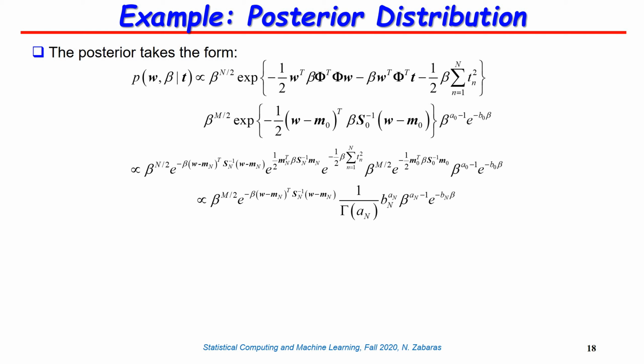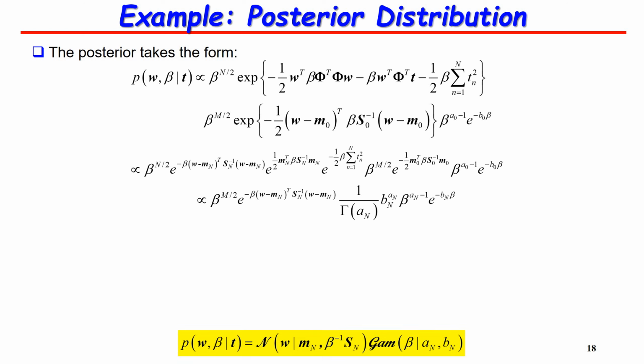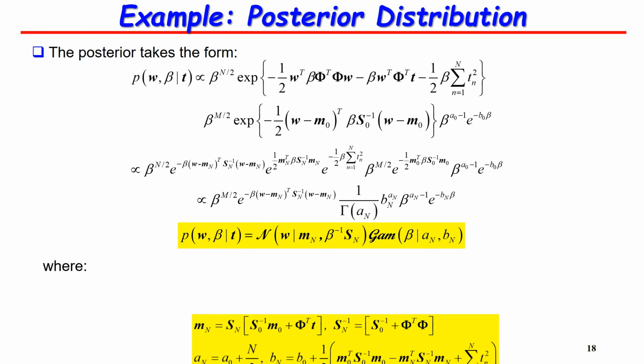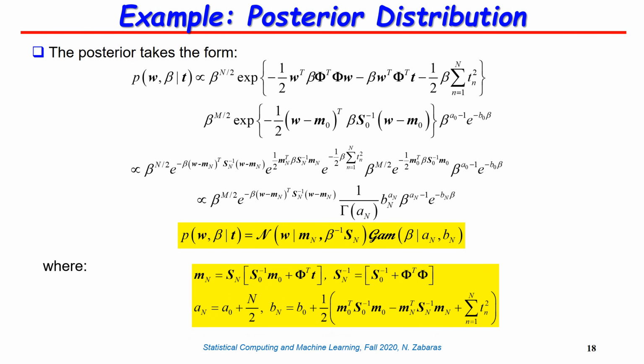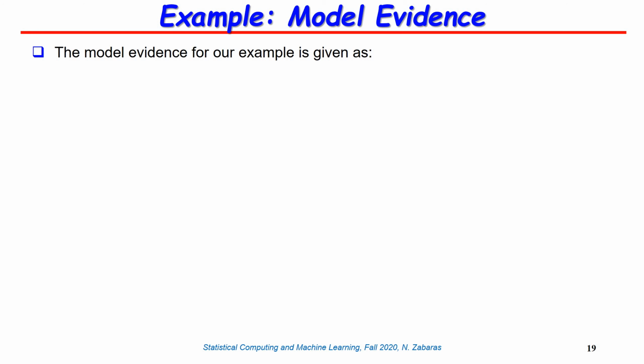So that's the posterior, and literally what you need to do is recognize from it a Gaussian for w, so it means you have to complete the square on w, and then hopefully what is left you have to recognize as a gamma distribution, and this is what you get, and these are the parameters for this posterior.